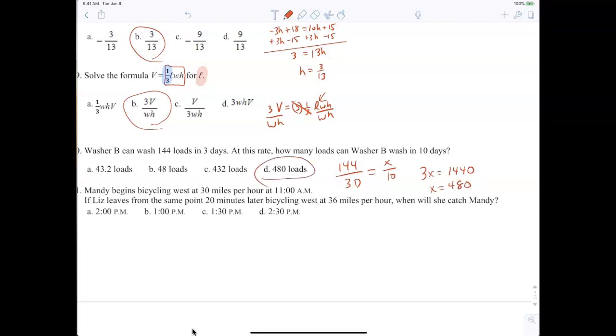Another way to do this would be to just take 144 and divide it by 3, and that would tell you how many loads per day, and then multiply that by 10.